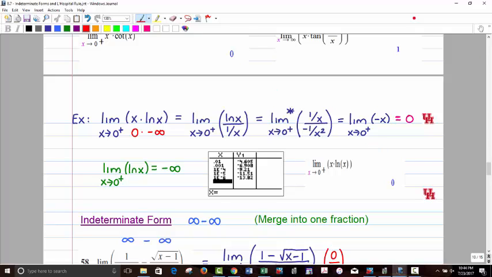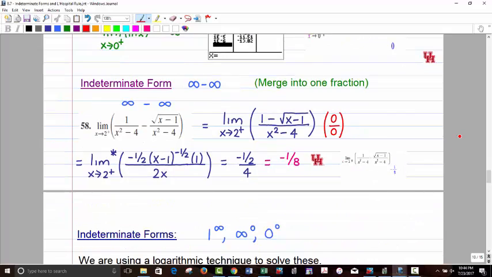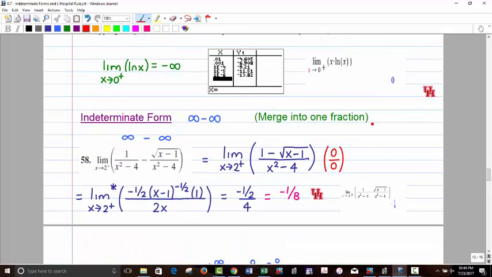Now the next case: if you have a situation where it's the form infinity minus infinity, you've got to merge it into one fraction and then do L'Hopital's Rule.